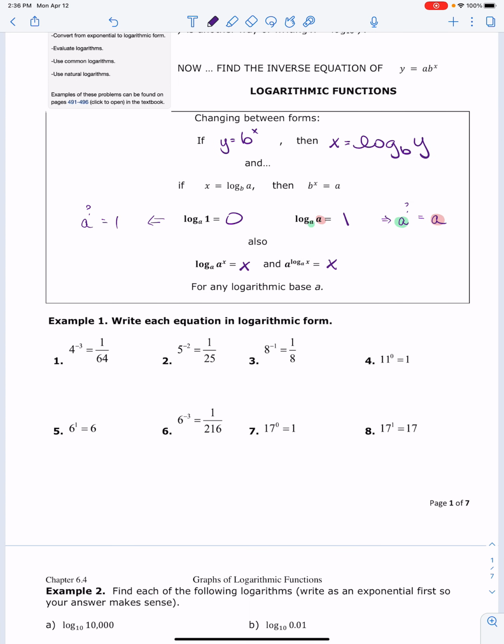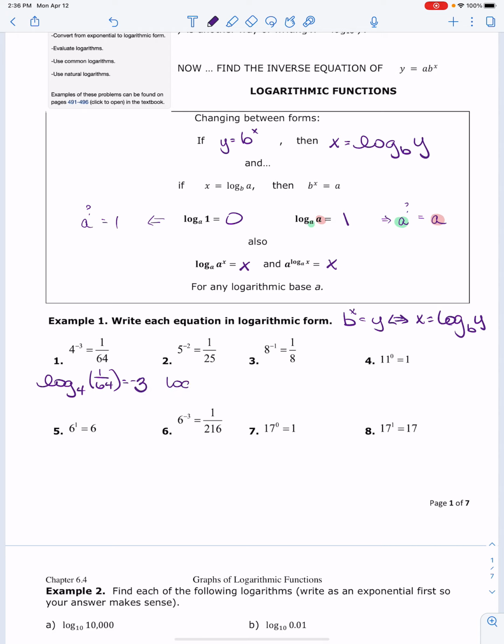Okay, here we go. We want to write each of these in logarithmic form, and I am going to work very hard to not think any harder than I have to. In number 1, I have 4 to the negative 3. So 4 is my base, negative 3 is my x, my exponent, and 1 over 64 is my y. So I'm going to rewrite this as log base 4 of 1 over 64, and that should equal negative 3.